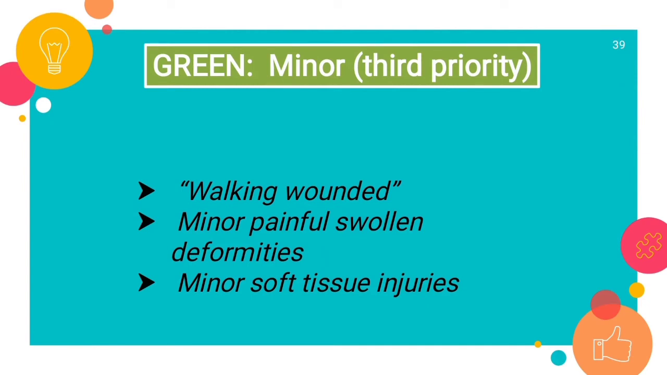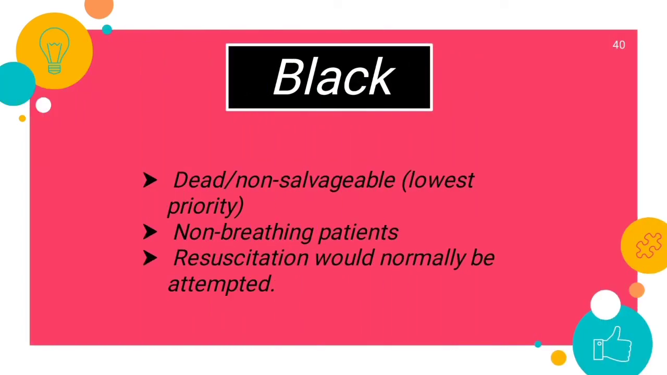Green means minor or third priority. We can also say walking wounded, means ambulatory patients. Minor painful swollen deformities like sprains, minor soft tissue injuries like minor burns, and they can wait for several hours without treatment. Black, dead or non-salvageable, lowest priority. Non-breathing patient, resuscitation would normally be attempted.